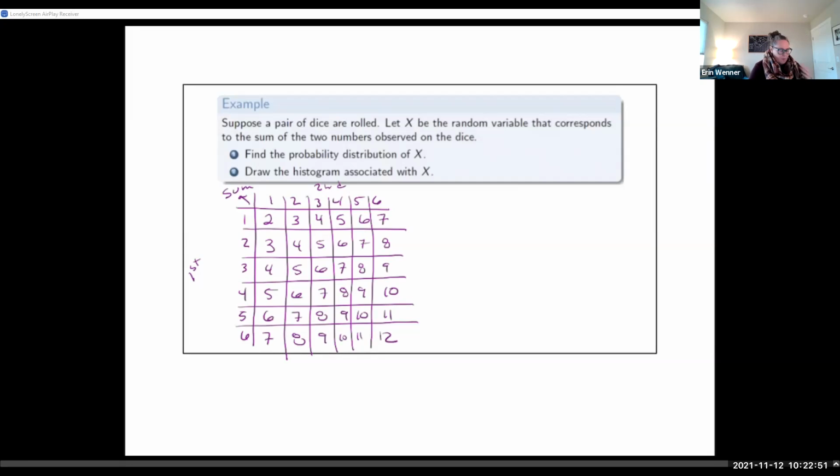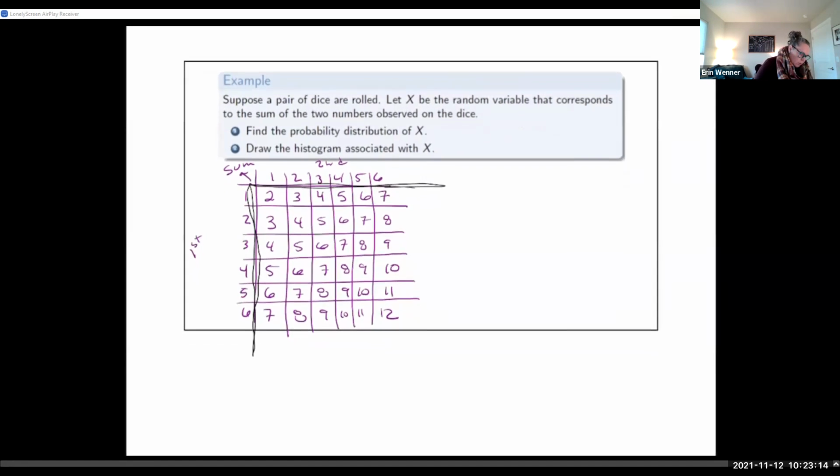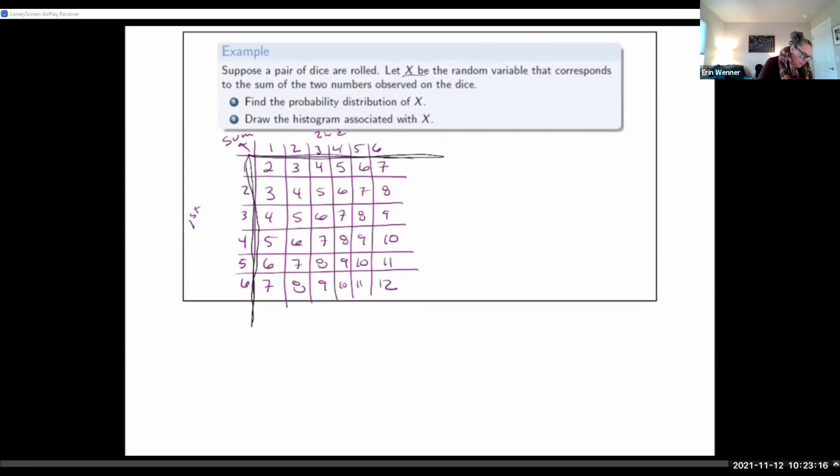And we can see what our possible sums are. So our possible sums go from 2 to 12, right? Because again, what we're doing is we're focusing on the numbers that are inside here, right? So if I have my 2 black lines, those are the outside, those are representing what the actual dice are, but inside there are the possible sums. So we're letting X be the random variable that corresponds to the sum.